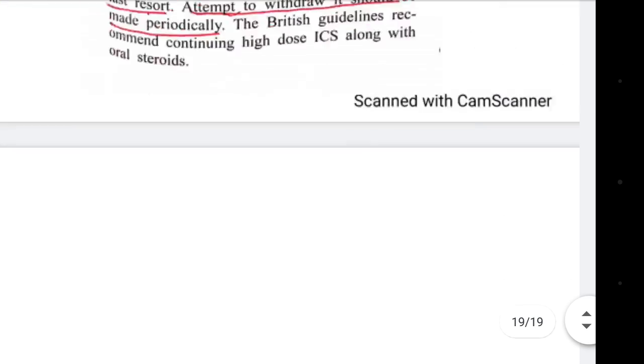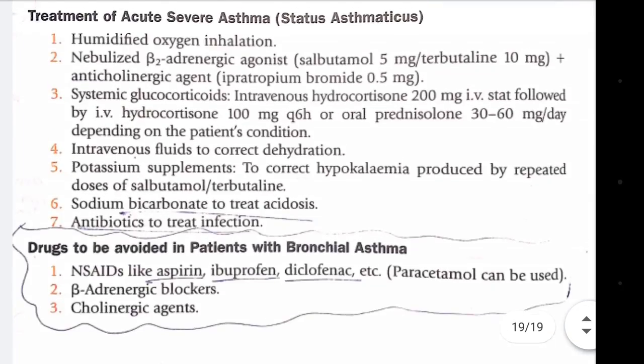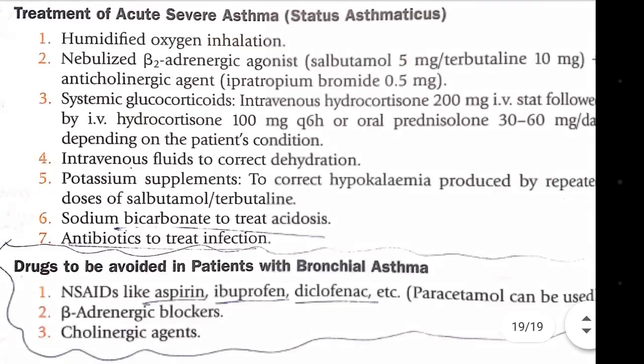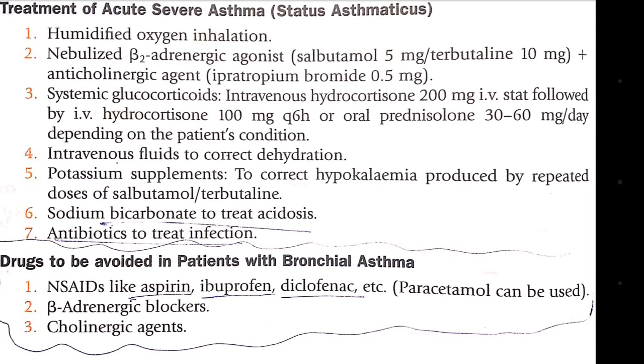Next one is, how do you treat acute severe asthma? See, acute severe asthma. So what do you do? First thing is you give humidified oxygen inhalation, and nebulized beta 2 adrenergic agonist, that is salbutamol or terbutaline, salbutamol 5 mg, terbutaline 10 mg, plus you give anticholinergic agent, both of which do bronchodilation.